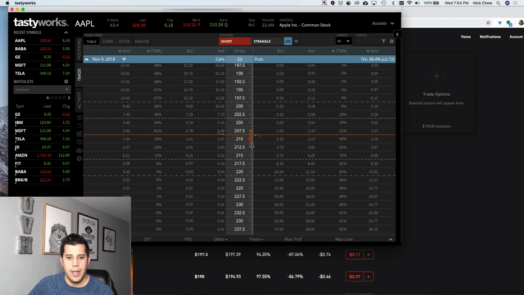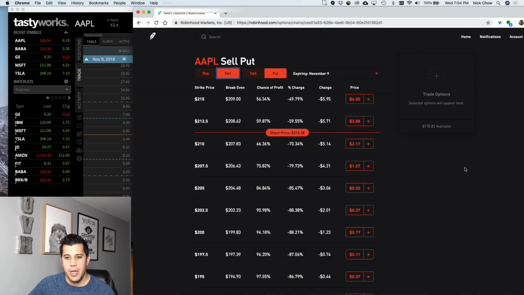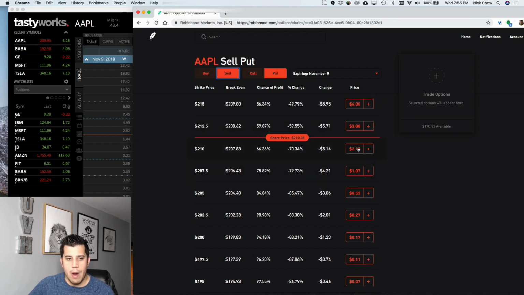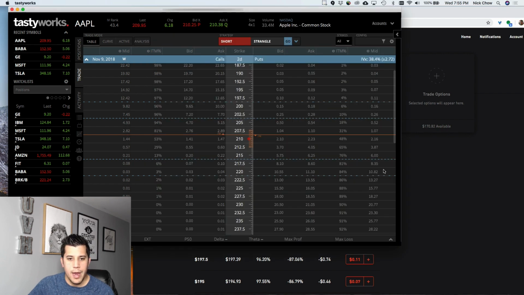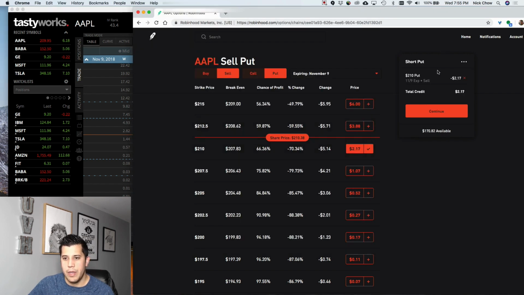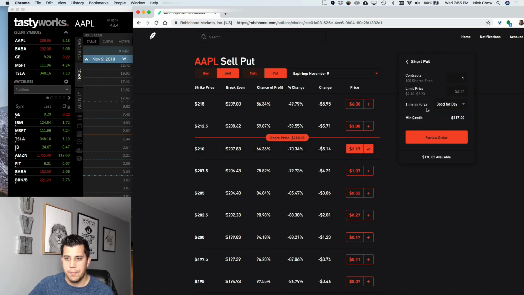Now, let's say this 210 strike here on Apple is currently going for $1.47 ask, and the bid's $1.41. But for demonstration purposes, let's say the bid was 50 cents and the ask was $1.47. If it was 50 cents by $1.47, I might think about the trade differently. Versus Robinhood, which just displays a price here, and I would just click buy, and I would buy this 210 call at whatever price they're calculating.